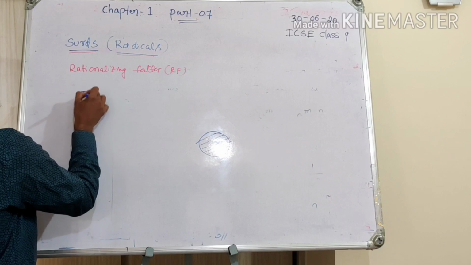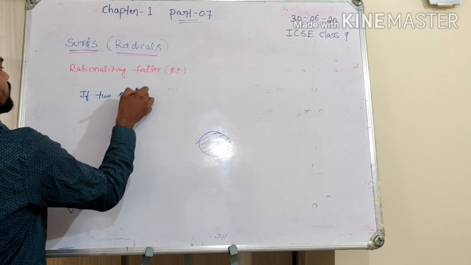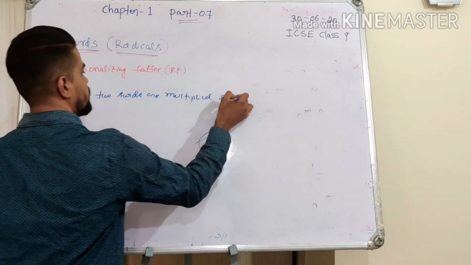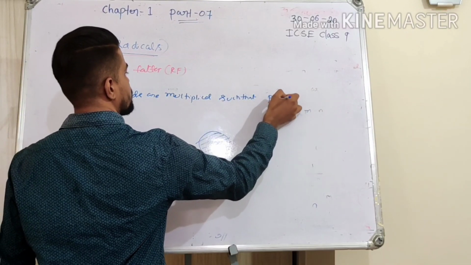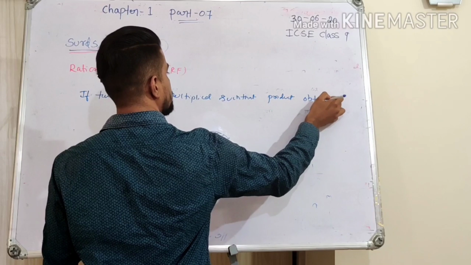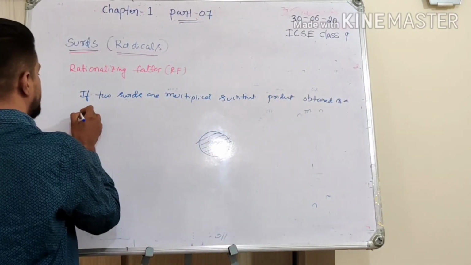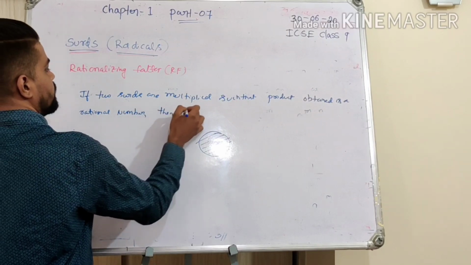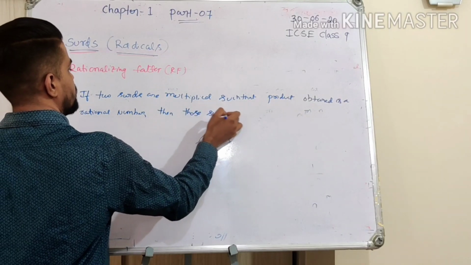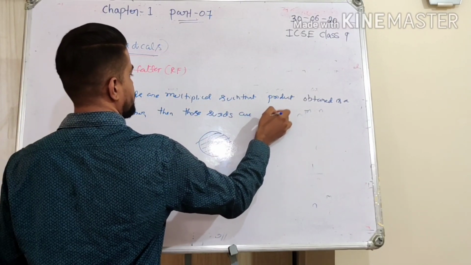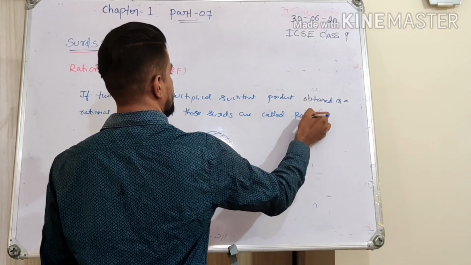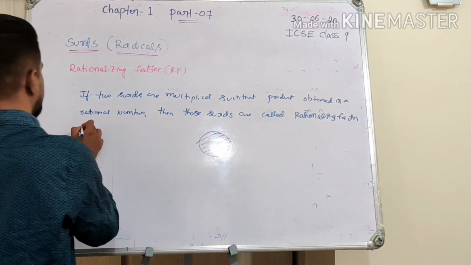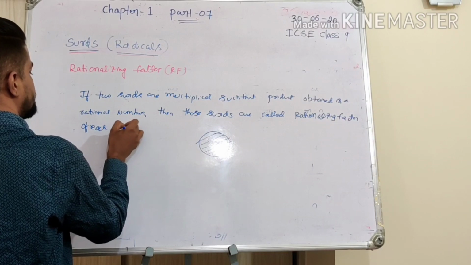If two surds are multiplied such that the product obtained is a rational number, then those two surds are called rationalizing factors of each other. So they are rationalizing factors for each other.